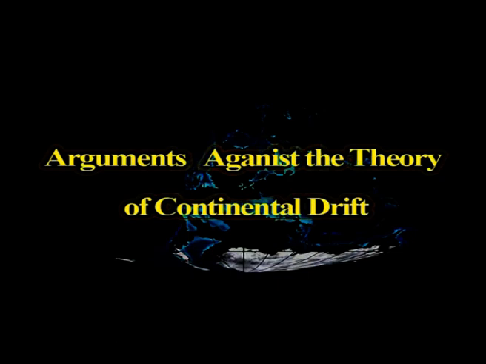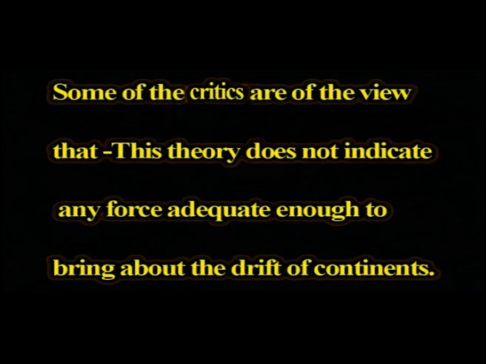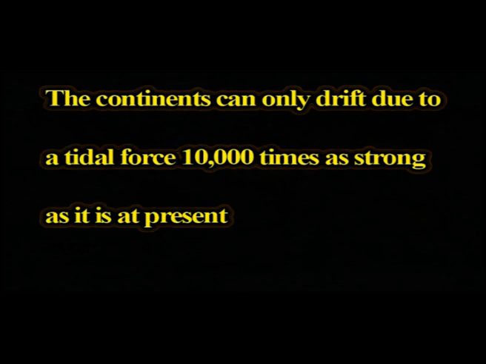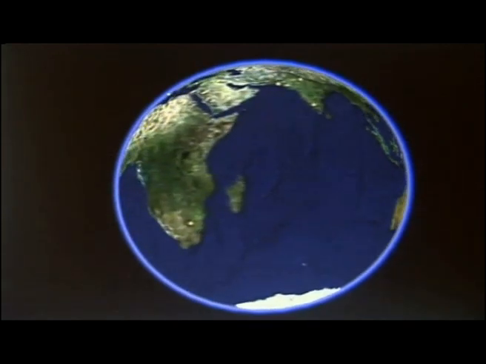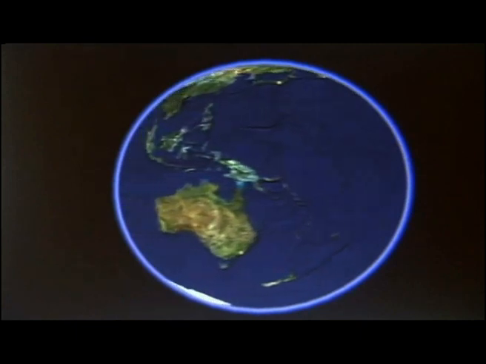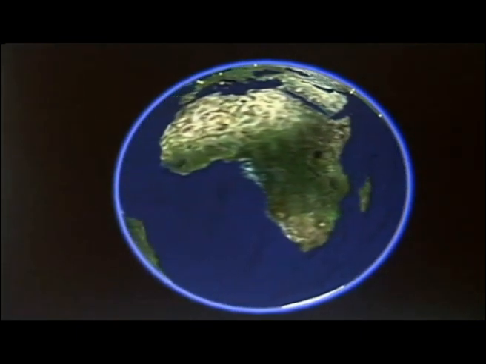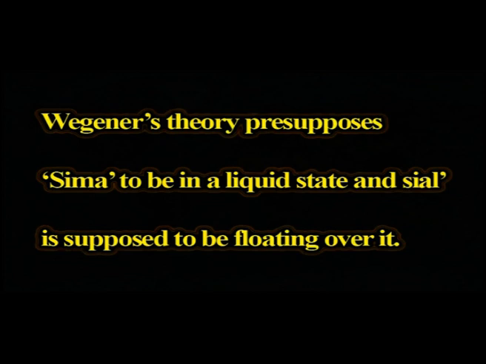Now let me come to the last aspect of today's episode, that is arguments against the theory of continental drift. Some of the critics are of the view that this theory does not indicate any force adequate enough to bring about the drift of continents. The continents can only drift due to a tidal force 10,000 times as strong as it is at present. But such a force seems to be impossible because such a thing would stop the rotation of the earth in 1 year's time. It is believed that this will also produce radioactivity and convection currents in the SIMA, which will have far-reaching consequences.